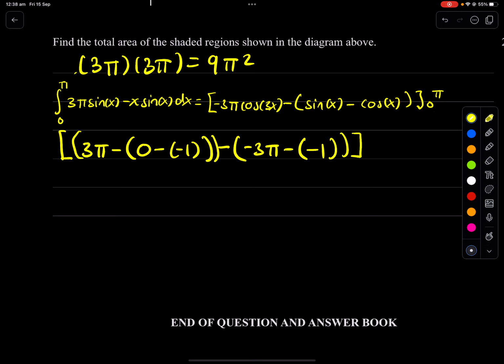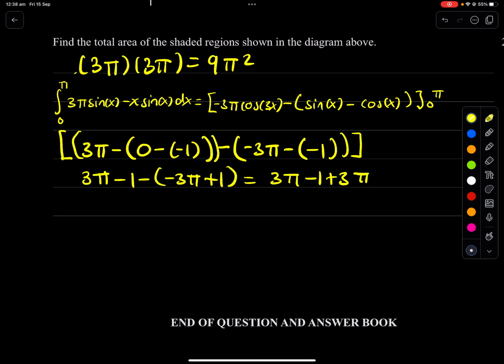Alright. Okay, so simplifying this now should make our life easier. So 3 pi, 1, so it'll be negative 1, minus negative 3 pi plus 1, 3 pi minus 1 plus 3 pi, okay, minus 1, which is 6 pi minus 2.